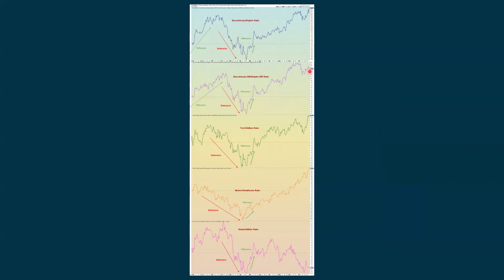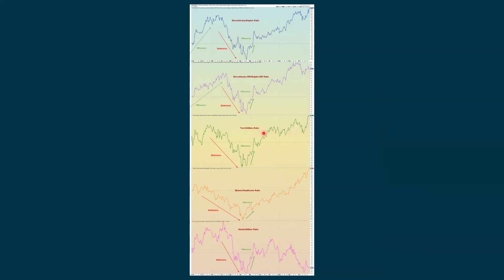We would like these two to kind of confirm each other because it's mainly Amazon and Apple. They're such a heavy weight in the discretionary. When they do well, this ratio really goes up. That's why we also look at an equal weight version of discretionary. And then that's not performing quite as strong right now. That's a little bit of a concern.